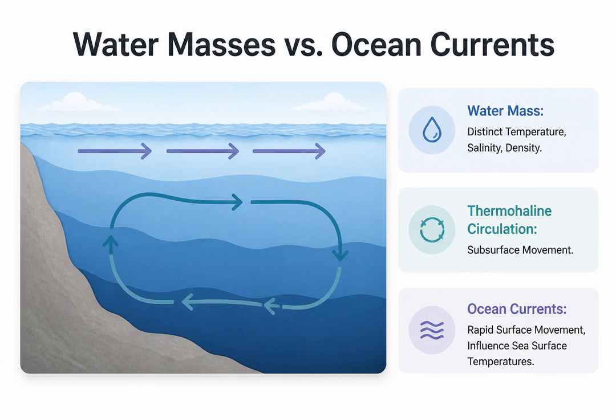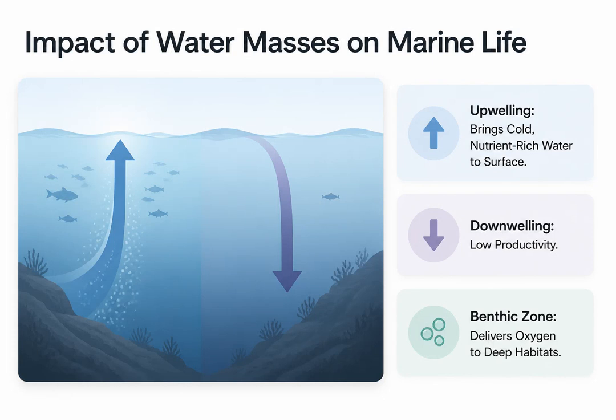For instance, dense cold water from melting polar ice sinks and moves slowly along the ocean floor as part of the global thermohaline circulation. While surface currents heavily influence coastal climates, water masses are crucial for the deep ocean, or benthic zone. They deliver vital oxygen to deep water habitats.